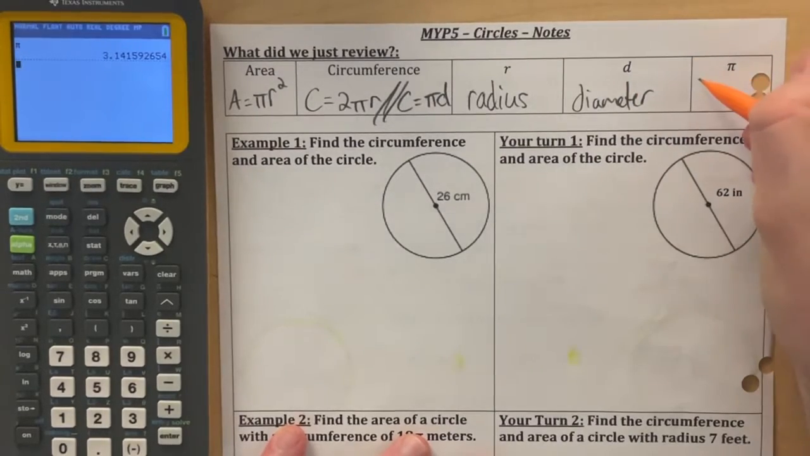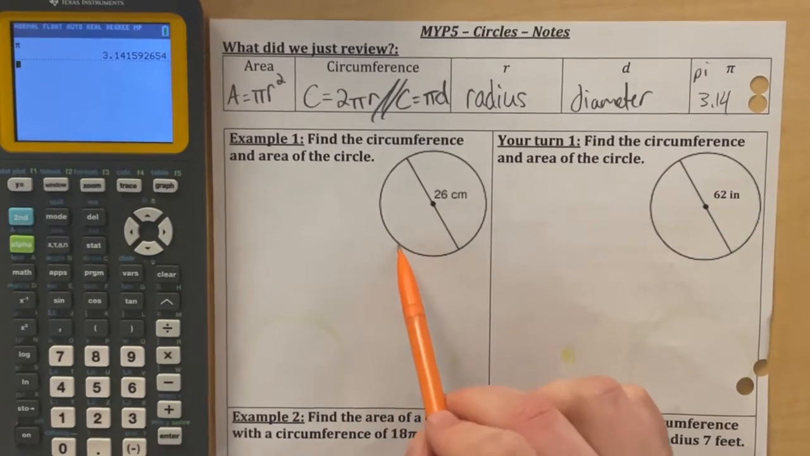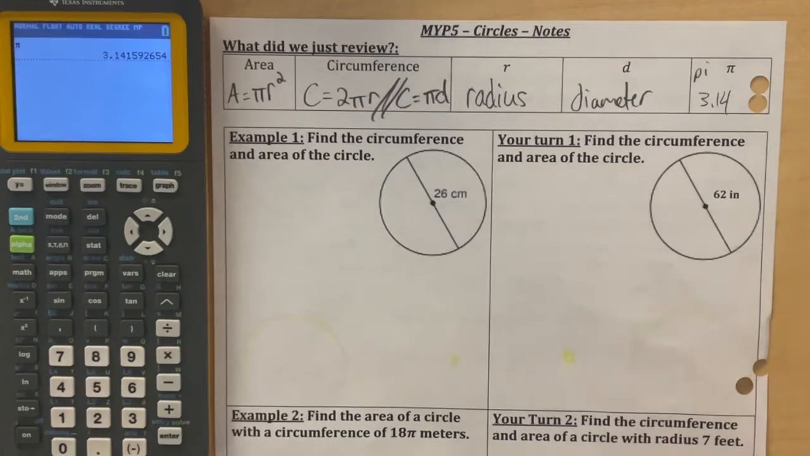And then we can have pi, again, PI as 3.14. So again, make sure you have those labels at the top, that way you can remind yourself how they work. All right, so what I'm going to do is I'm going to do one example for you, and then I'll let you try it out for yourself.